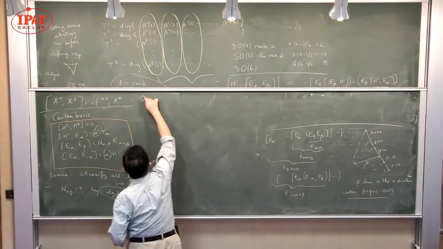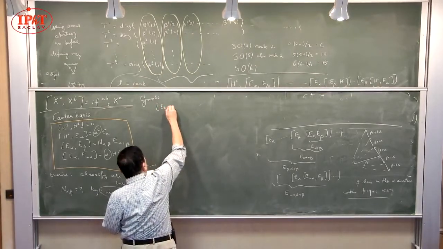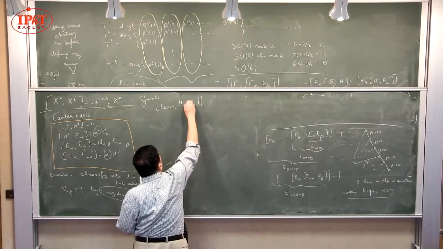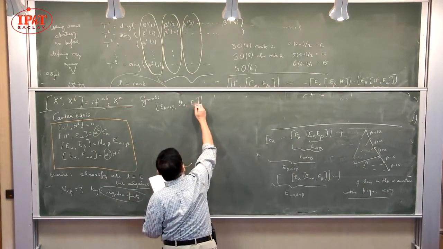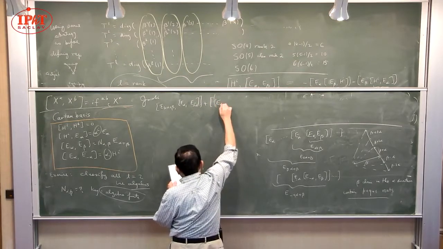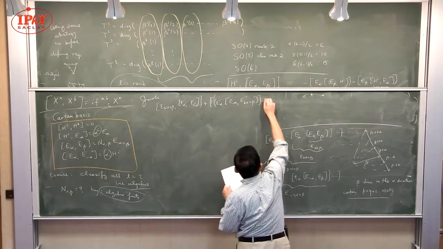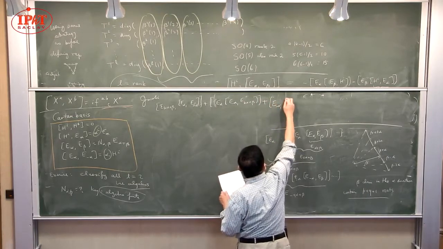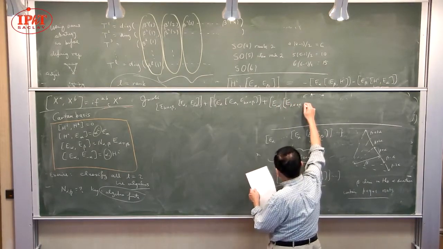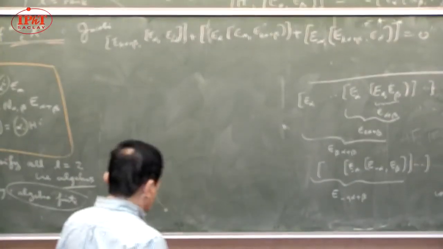So Jacobi, again, Jacobi tells us that if I take the commutator of E alpha plus beta with E alpha, E minus alpha, then plus the cyclic permutation, E alpha, E minus alpha with E alpha plus beta, plus E minus alpha, E alpha plus beta with E alpha, that this is equal to 0. Okay?